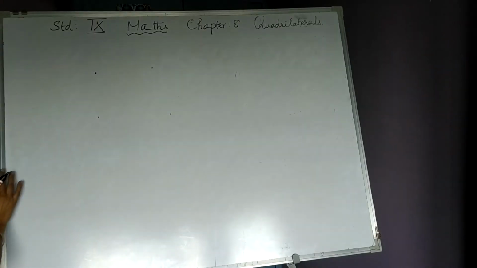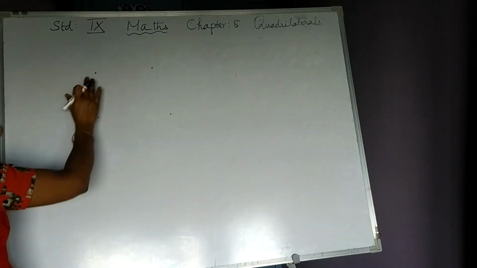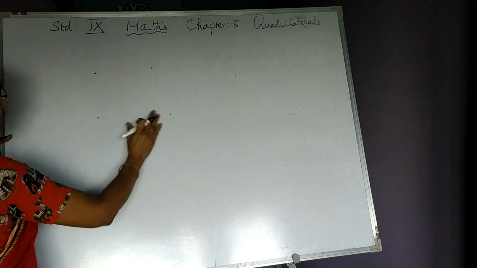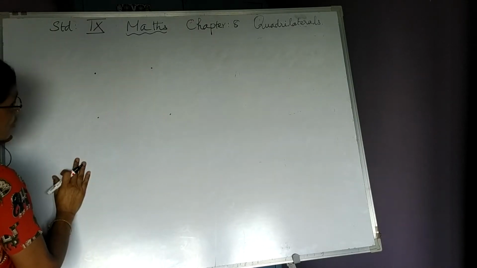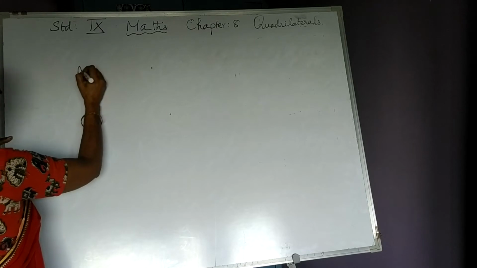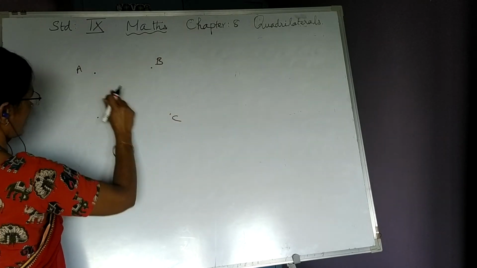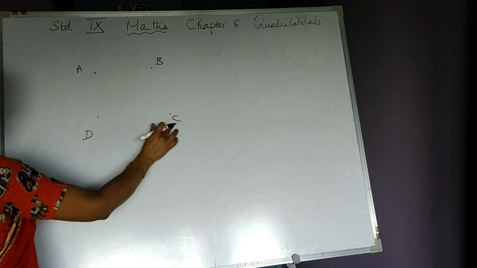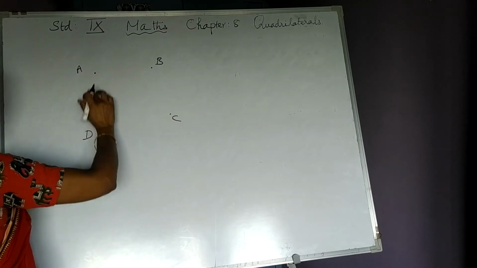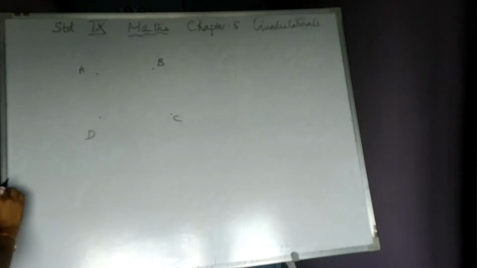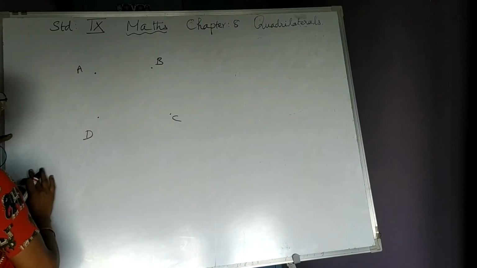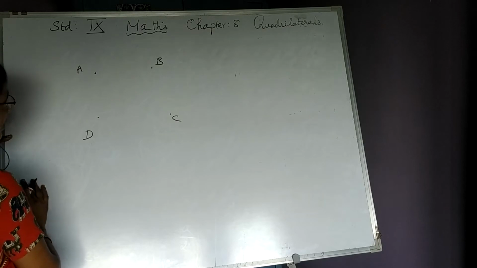in the same plane. Out of 4 points, if you take any 3 points, they should not be collinear. I take points ABC. Are they collinear? No. BCD not collinear. CDA not collinear. DAB. So if you take out of 4 points, any 3 points should not be collinear.